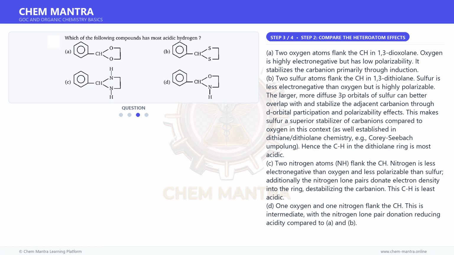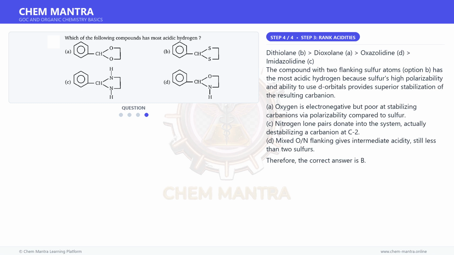D. One oxygen and one nitrogen flank the C-H. This is intermediate, with the nitrogen lone pair donation reducing acidity compared to A and B. And for the final step. Dithiolane, B. Dioxolane, A. Oxazolidine, D.